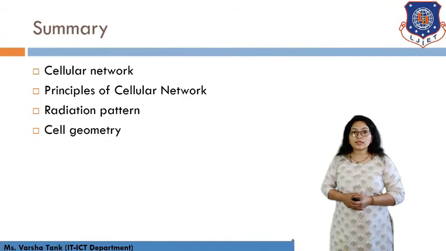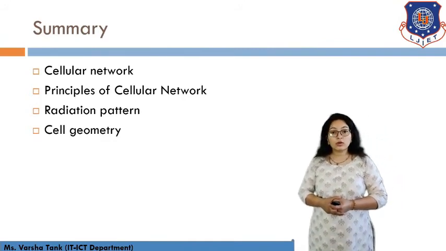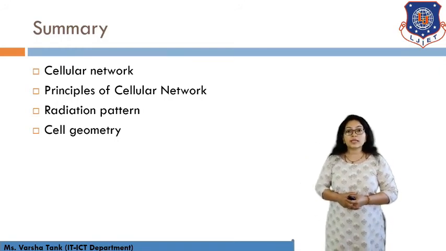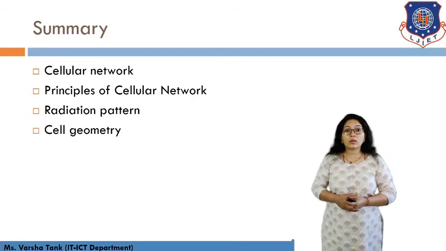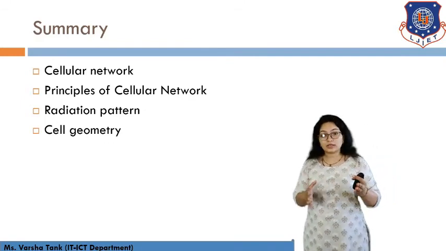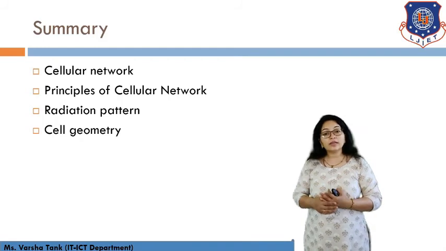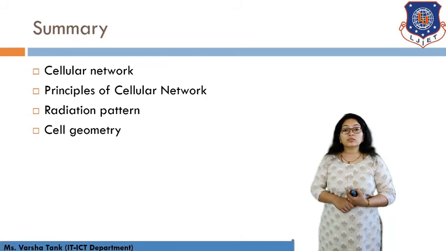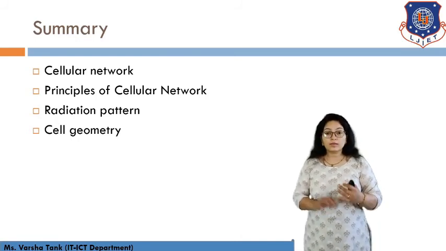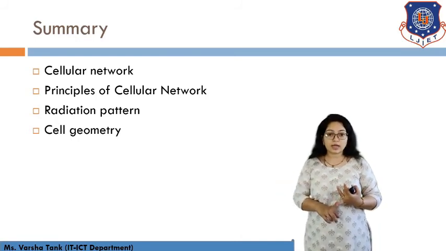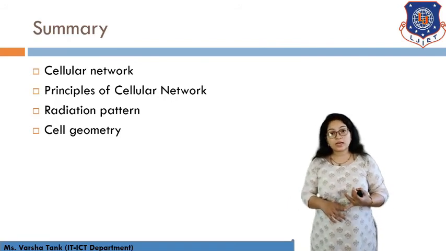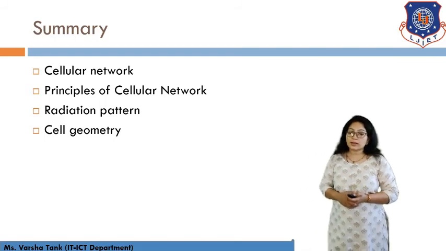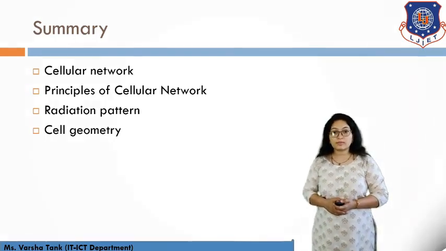So, summary of this lecture: we have covered the concept of the cellular network, then the principle of the cellular network, then the radiation pattern and range, that is the transmission range, detection range and the interference range. And we have covered the cell geometry. We have seen the triangular, square and hexagonal, and why we are using the hexagonal cell geometry in the cellular network. So this is all about this lecture. The remaining topic we will cover in the next lecture.